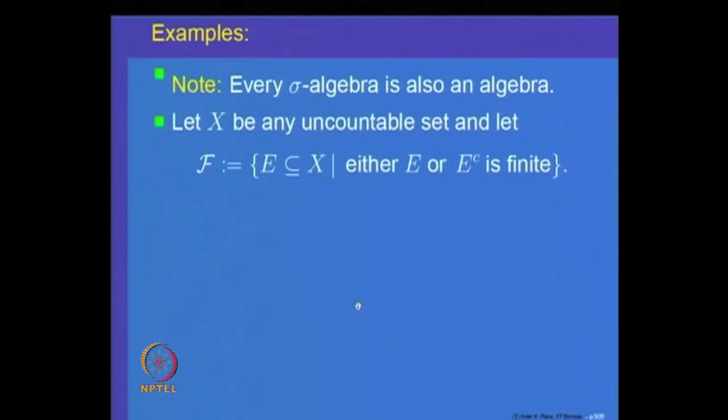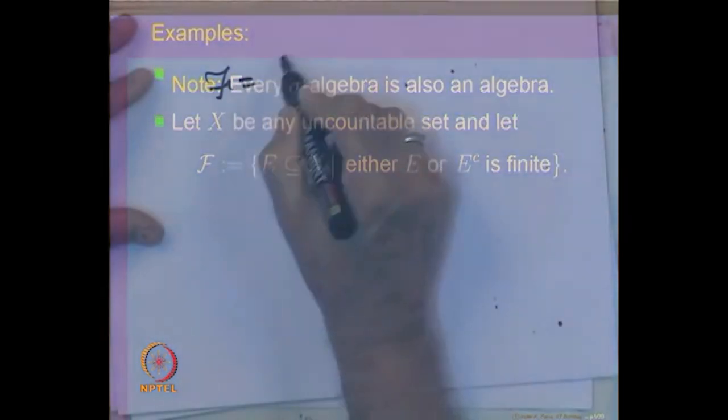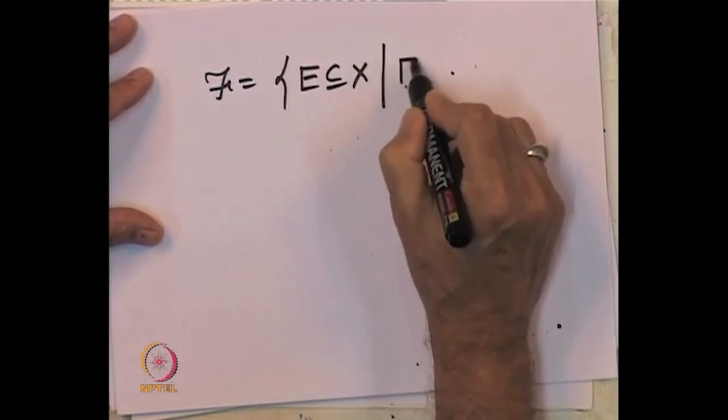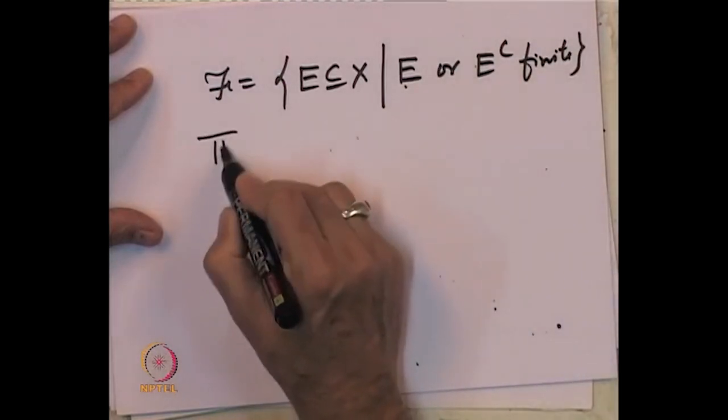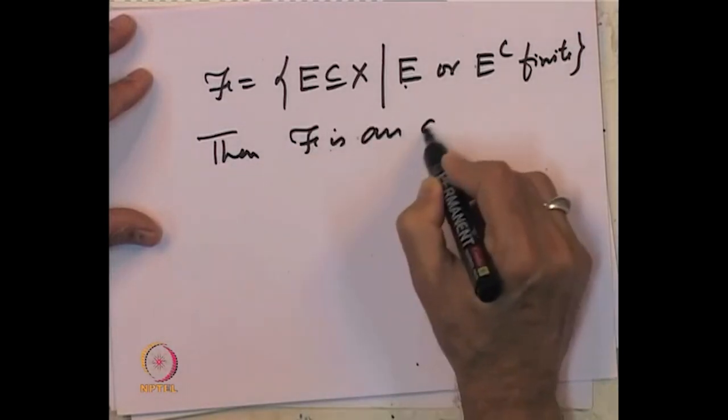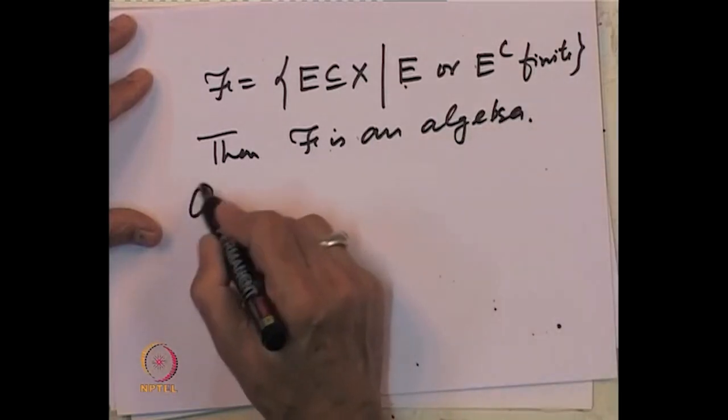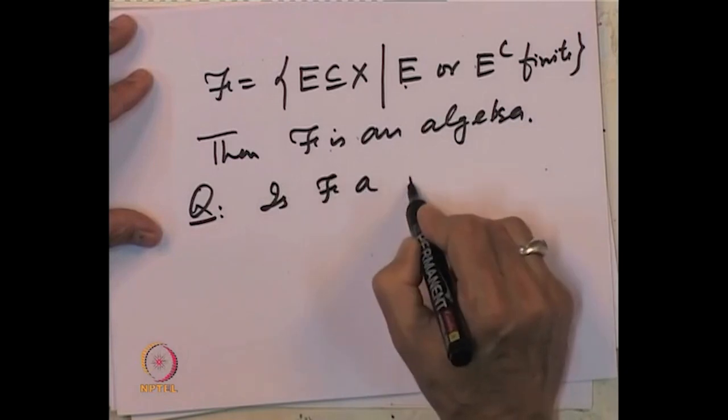Let us look at an example. Let X be an uncountable set, and let us look at the collection of all those subsets of X such that either the set is finite or its complement is finite. So, an element E is in this collection F if either E is finite or its complement is finite. We had already shown that this collection F is an algebra. So, let us recall what we have already shown: if I take this collection F of subsets E of X such that E or E complement is finite, then we already observed that F is an algebra. So, the question is, is F a sigma algebra?